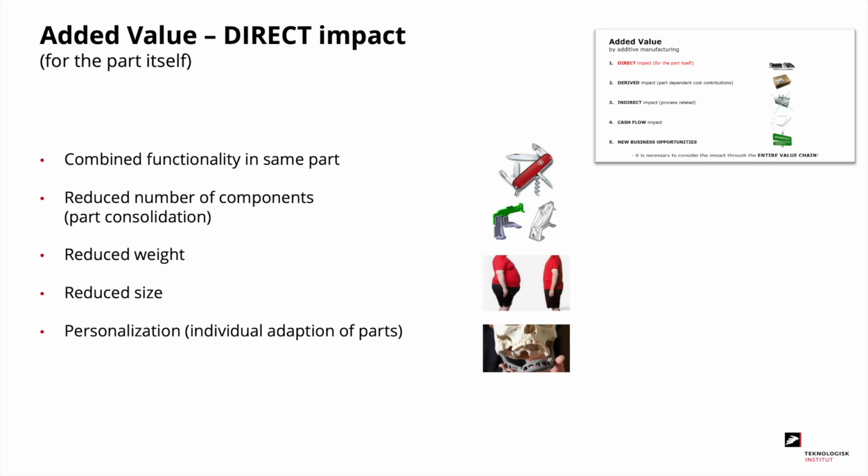For the direct impact contributions, we have some examples here. The first is you may combine functionality in the same part. You may reduce the number of components, called part consolidation, or you may reduce the weight or size of the part, or you may adapt individually for each person, as shown, for instance, for this implant. To the upper right corner, this is only for information from the overview slides to see which of the groups we are looking at right now.